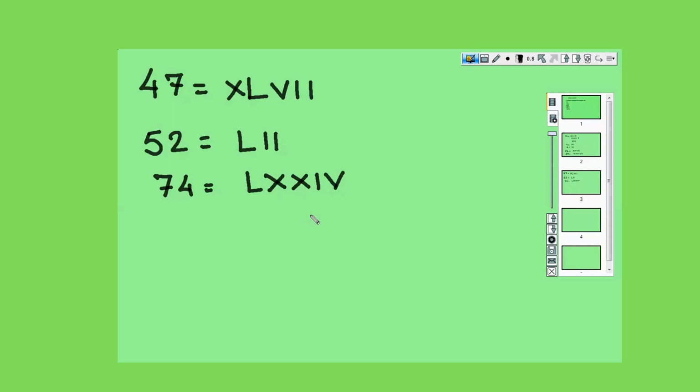minus 1, 74. So any alphabet I put on the left hand side of the higher alphabet, then it is actually subtracted. That particular value gets subtracted. Let's write 96.